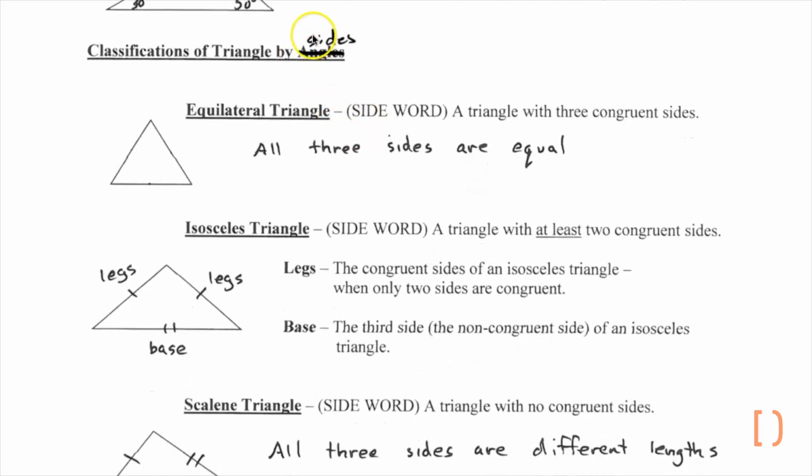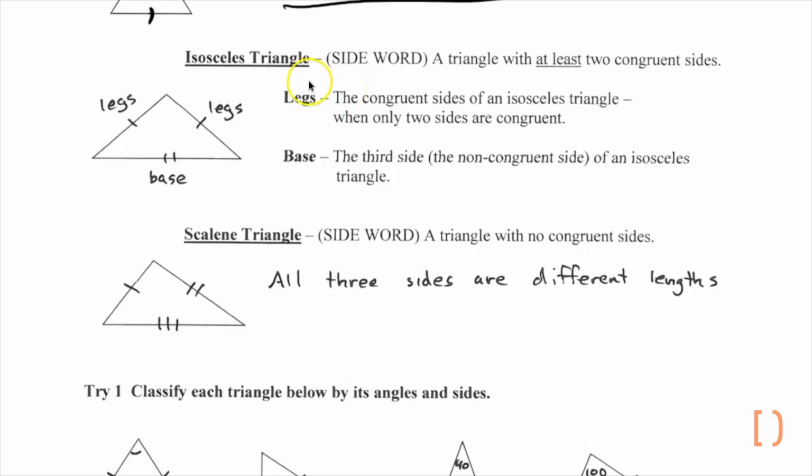Next, we can classify triangles by the sides. An equilateral triangle is when all the sides are the same. So if all the angles and all the sides are the same, it's an equilateral triangle, right? If you have one, then you have the other. In this case, all the sides are the same, and all the angles will also be 60, like we learned earlier.